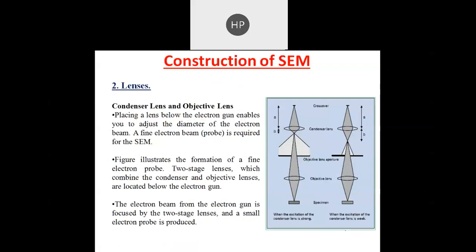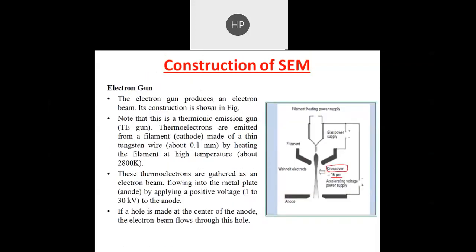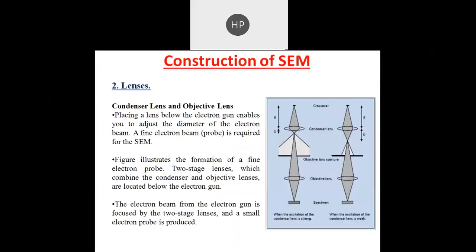Placing a lens below the electron gun enables you to adjust the diameter of the electron beam. A fine electron beam is required for the SEM. So this is the crossover point. What is a crossover? We have already discussed it over here. This is the crossover point, and from this crossover point, the beams are concentrated by the condenser lens.